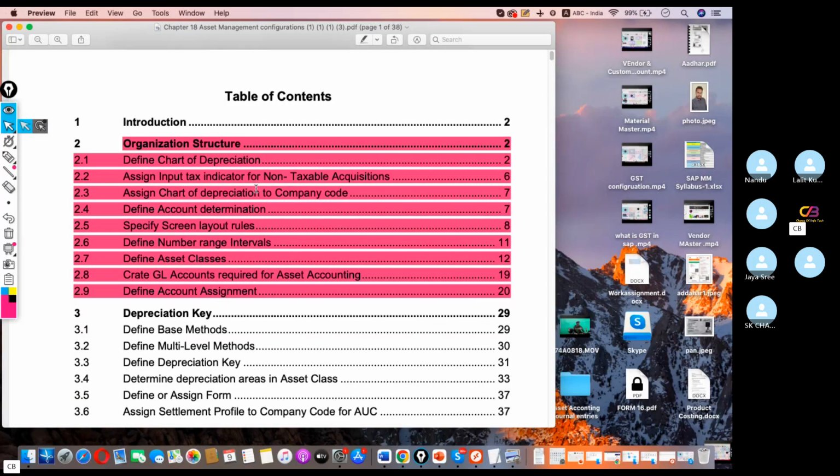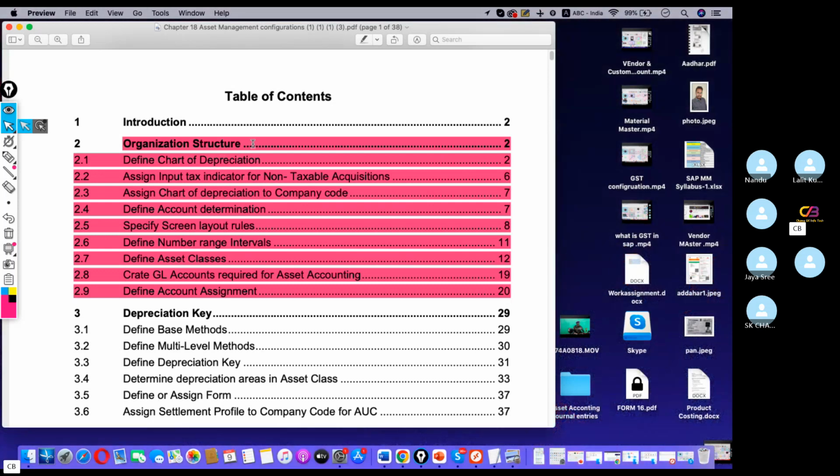Just look at this document. So here, this is the assets configuration: classification, organization structure, and depreciation key. Depreciation key is another depreciation method to calculate depreciation. So under organization structure, what kind of configurations will come?